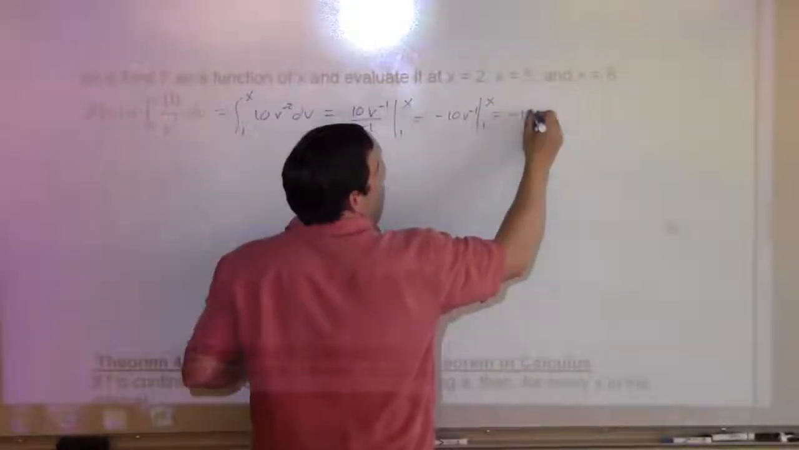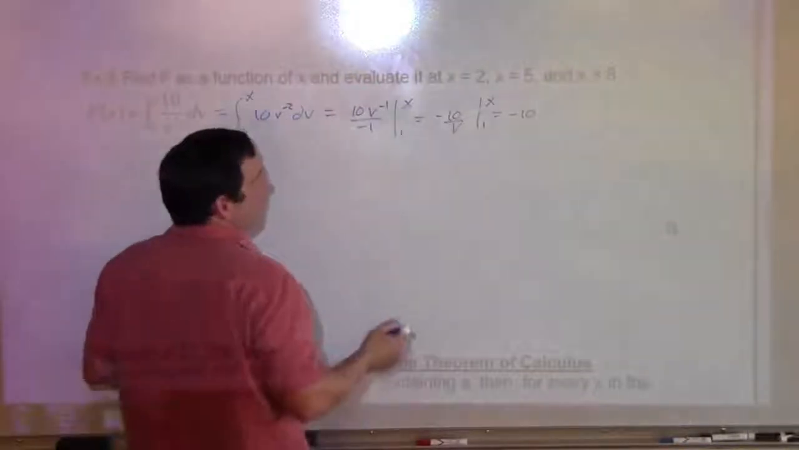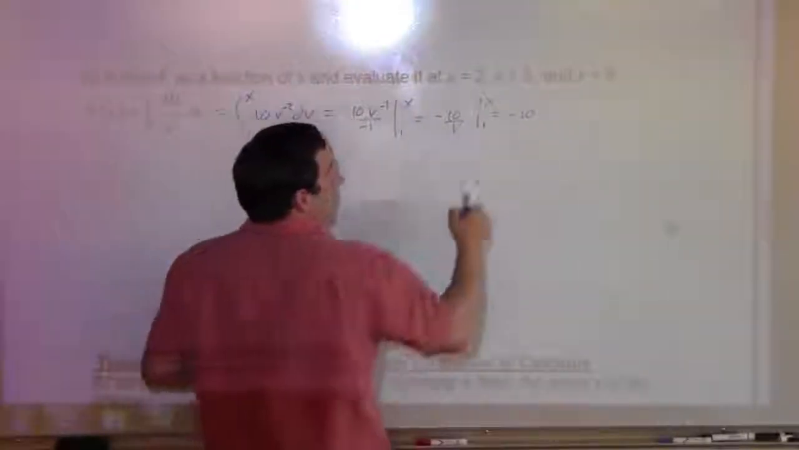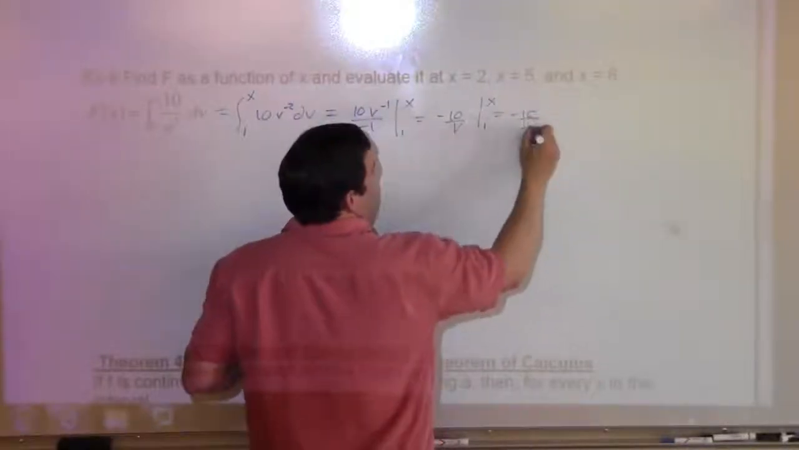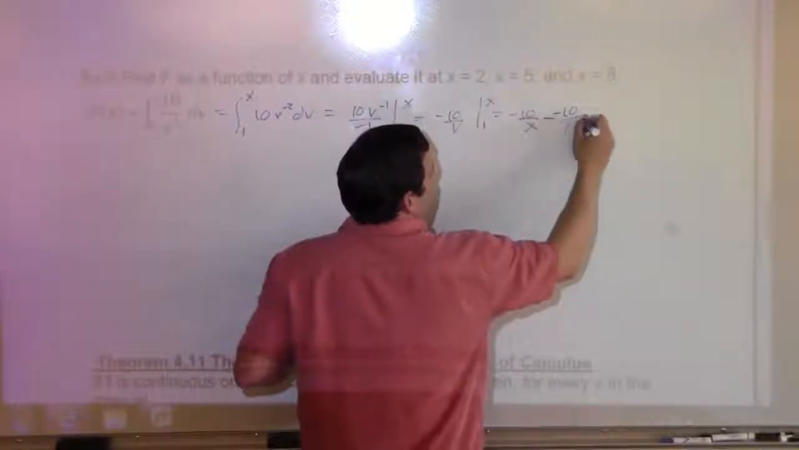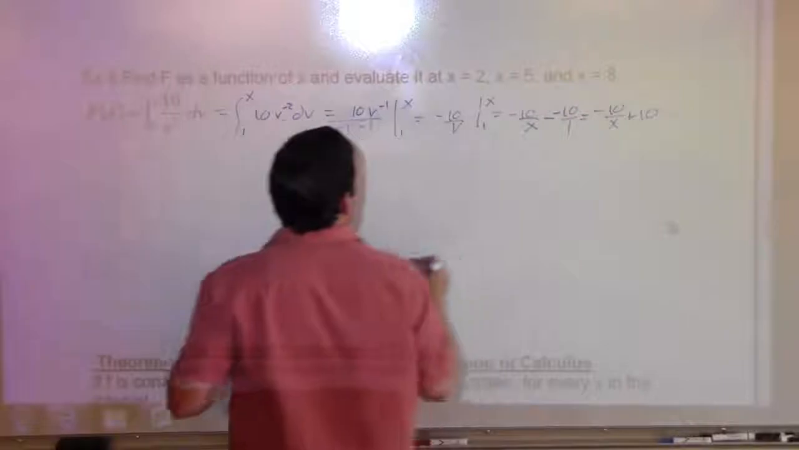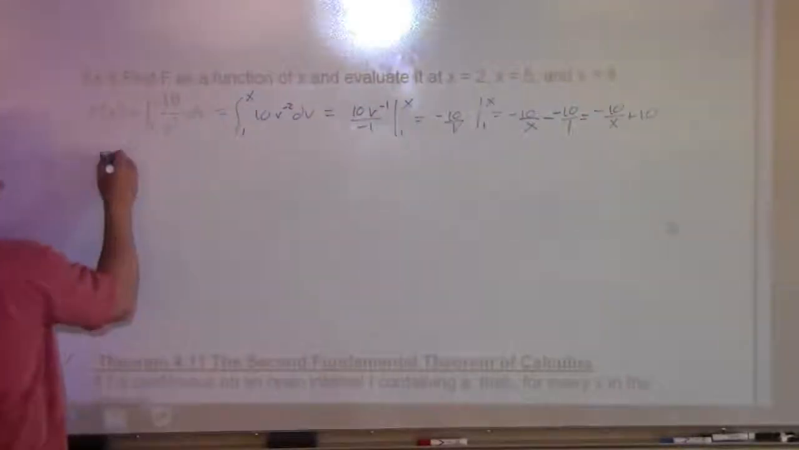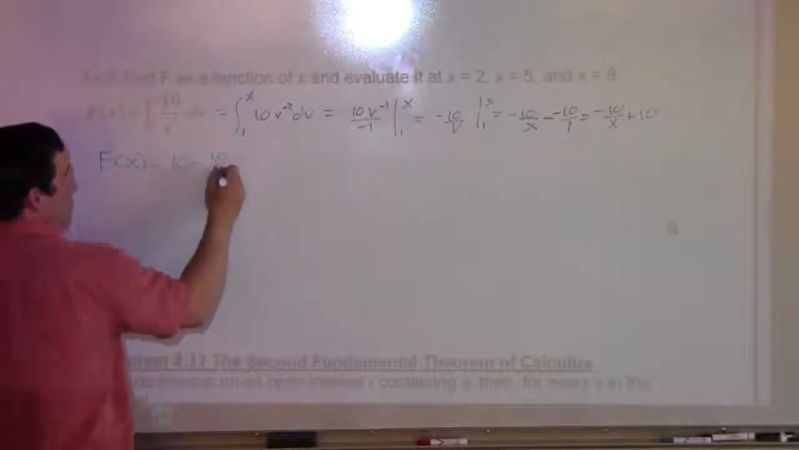That's going to be negative 10v to the negative 1 from 1 to x. That's negative 10 over v. That's negative 10 over x minus negative 10 over 1. So what we have from this is negative 10 over x plus 10. Or you could say that our capital F of x would be 10 minus 10 over x.